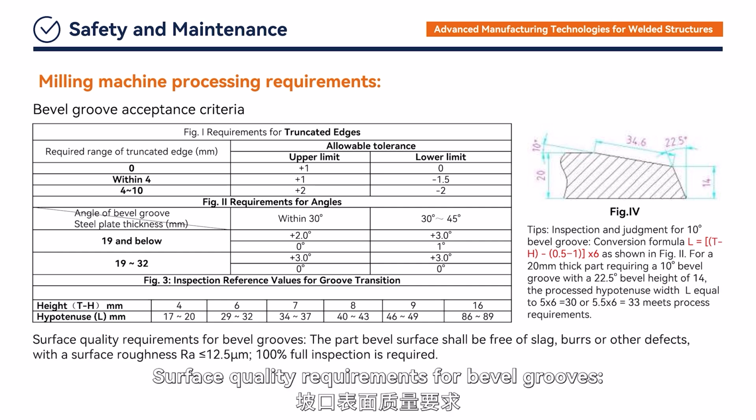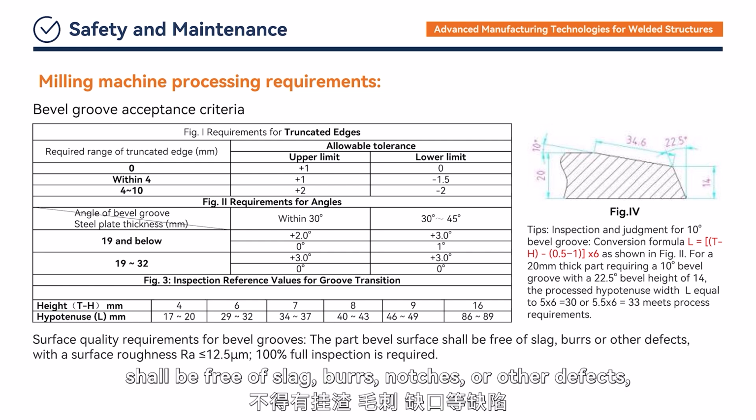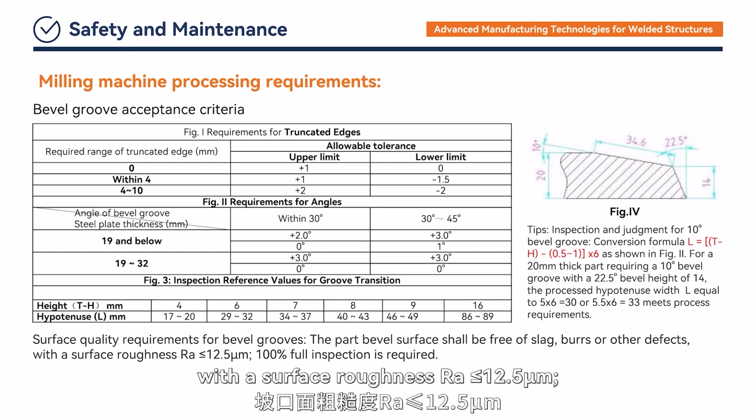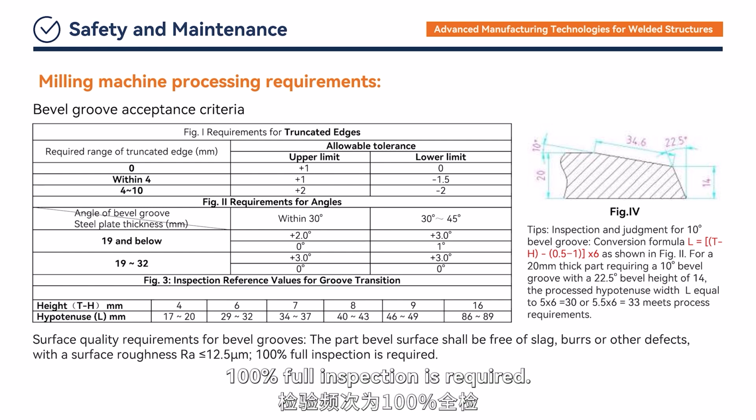Surface quality requirements for bevel grooves. The part bevel surface shall be free of slag, burrs, notches, or other defects, with a surface roughness Ra less than or equal to 12.5 micrometers. 100% full inspection is required.